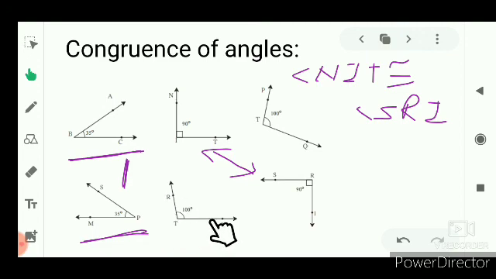Okay, I hope you have understood the concept of congruence of angles if their measures are equal. Here NTQ is not congruent to SPM, NTQ is not congruent to RTS, but NIT is congruent to SRI. Okay, because the measure of NIT is 90 degrees and the measure of SRI is also 90 degrees. So these both are congruent. Angle PTQ is congruent to angle RTS. Likewise, angle ABC is congruent to angle SPM.